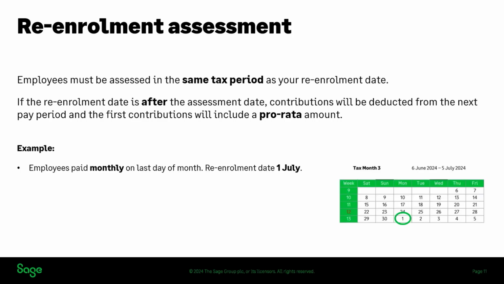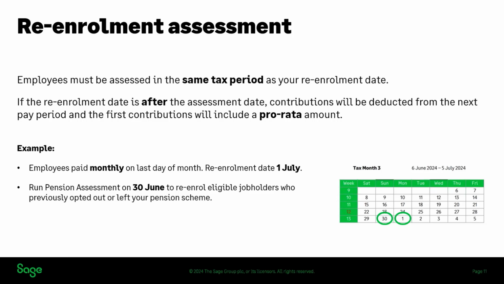So quick example, which I'll bring to life with the demo, is that if you have employees paid monthly on the last day of the month, and you choose a re-enrolment date of the 1st of July, you would need to assess them for re-enrolment in tax month 3, which starts on the 6th of June and ends on the 5th of July. Now, because our pay date is the last day of the month, that means the assessment will take place on our 30th of June pay date, which will then re-enroll the eligible job holders who previously opted out or left the pension scheme.